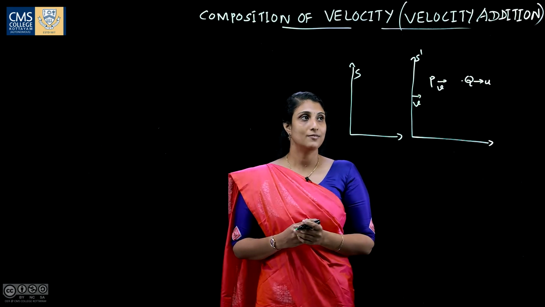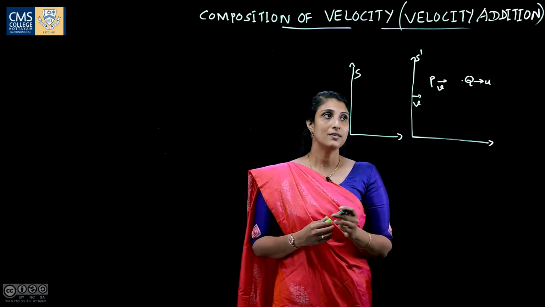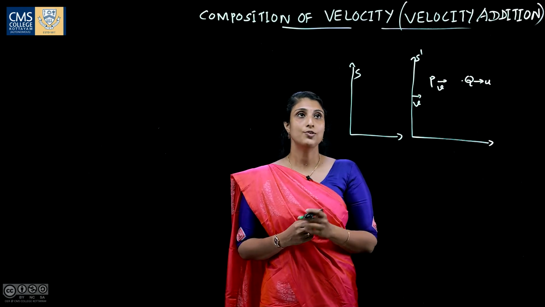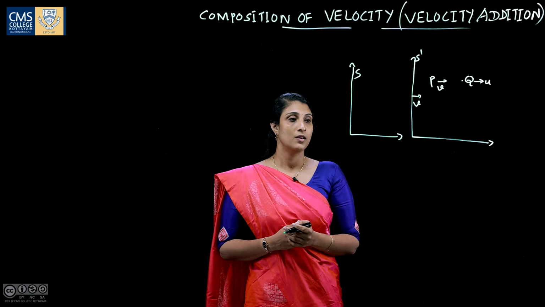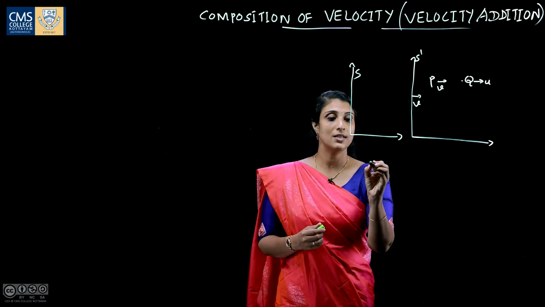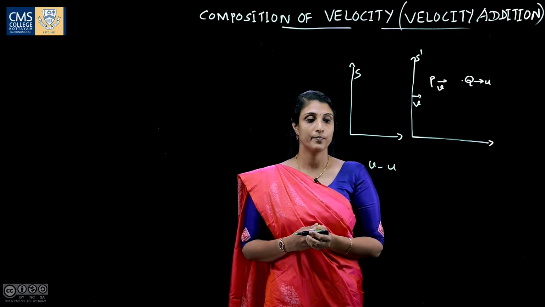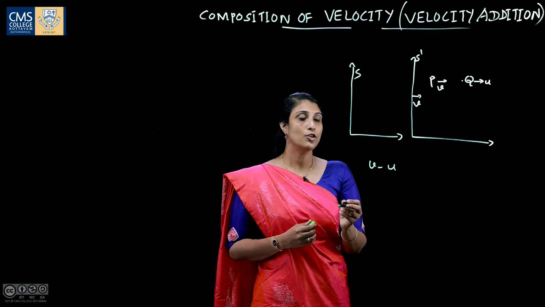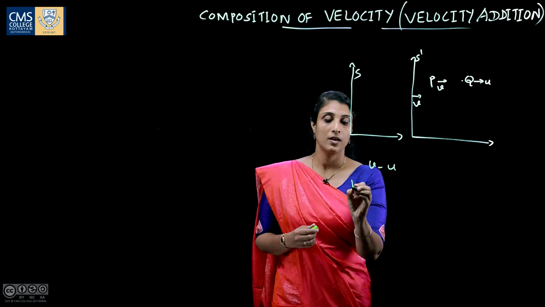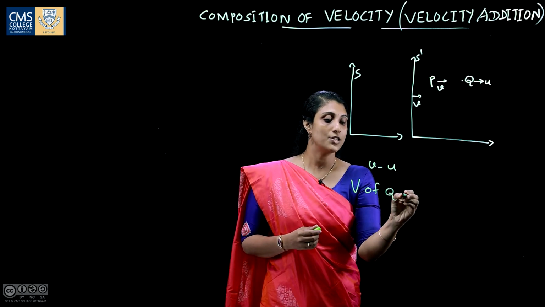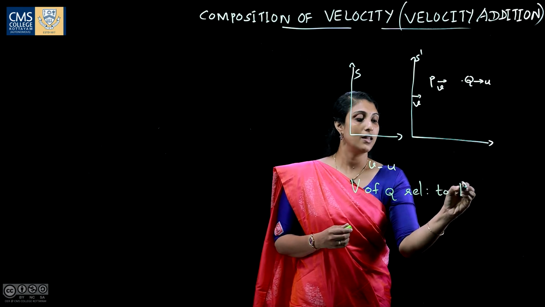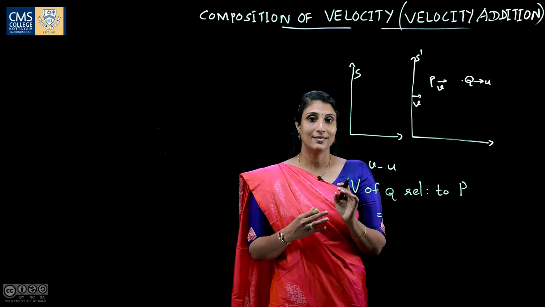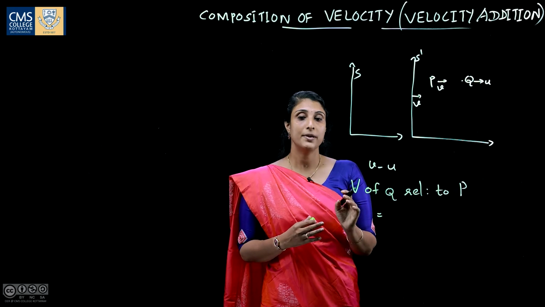So, for an observer in the S frame, he can observe particle P is moving with the velocity V and the particle Q is moving with the velocity U. By Newtonian mechanics, the relative velocity is only V minus U. But here in special theory of relativity, the velocity of Q relative to P means the velocity of the particle Q measured by an observer in the S dash frame in which P is fixed.